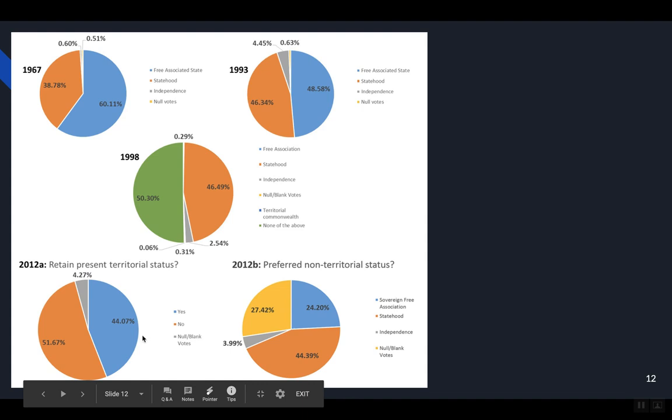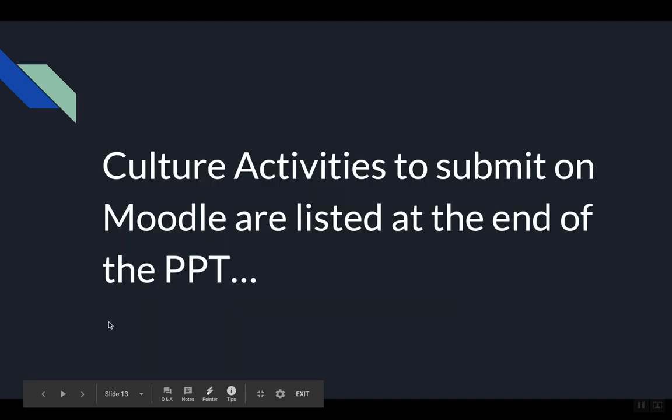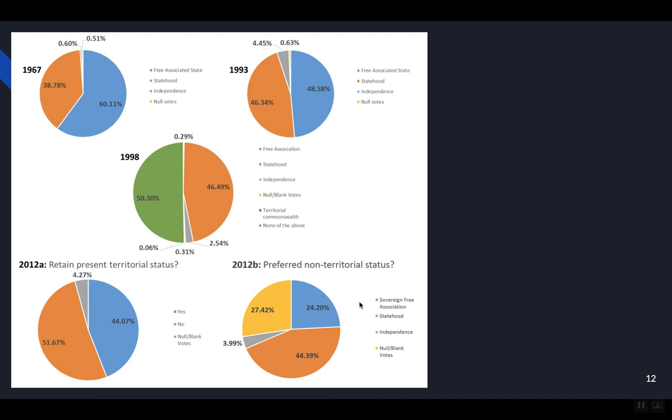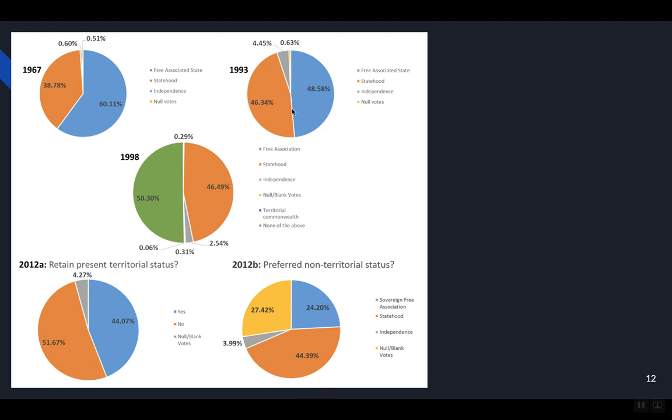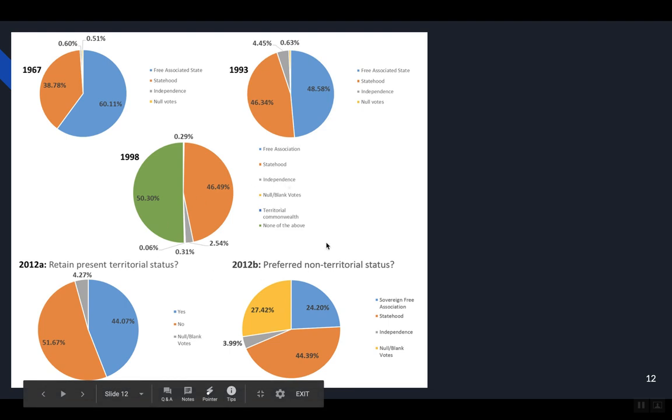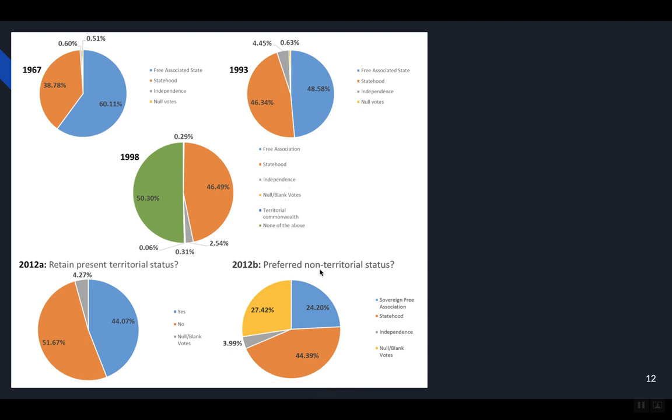We see about 45%, 44% wanting to keep their status. And then when we talk to people who don't want to be a territory of the United States, we see a large percent don't have an opinion, a large percent want to be a sovereign free association, and then an even bigger percent, the majority, want to become a state. So this is an ongoing discussion, and you'll meet people from all different opinions if you ever travel to Puerto Rico. But this is something I thought I would bring up to you guys because it's important to think about. This won't be on the test, but it is an important topic of conversation, specifically for Puerto Ricans.